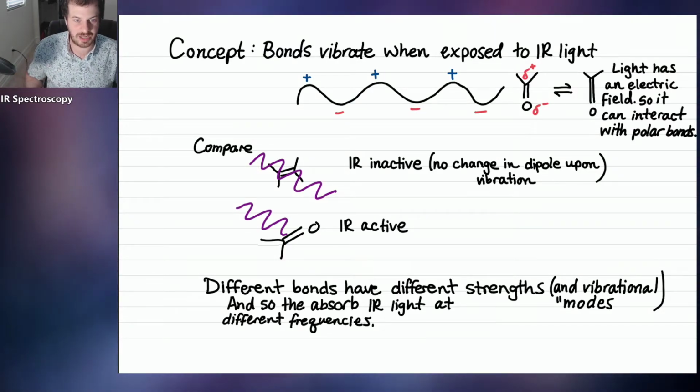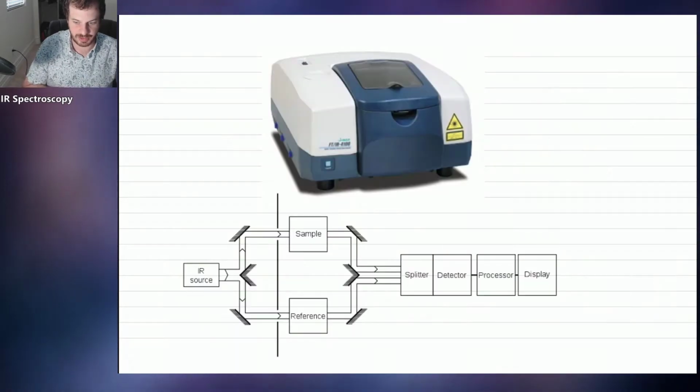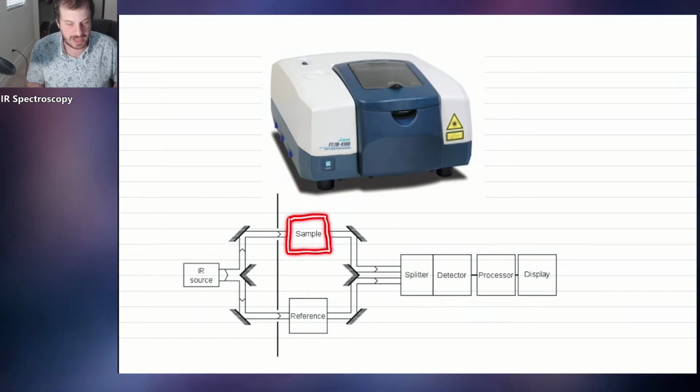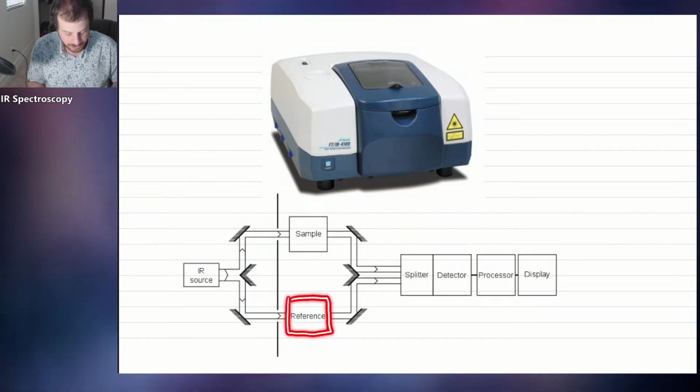Let's take a look at what an actual IR spectroscope looks like. It looks a bit like a toaster, a very expensive $10,000 toaster with a lot of warnings all over it because it uses an IR laser. How does it work? Like I said, there's an IR laser, which in this schematic diagram is labeled as IR source. The IR source is split using mirrors that cause the IR laser to travel down two paths. In the top path, the IR laser passes through the sample. In the bottom path, the IR laser passes through a reference sample.